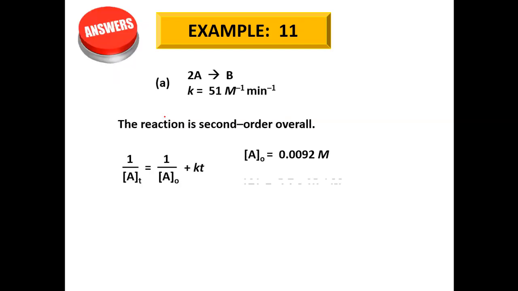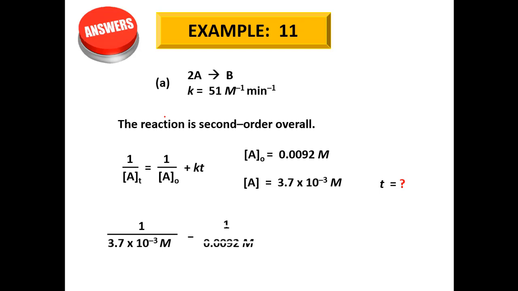Okay, right, when you substitute the values, you should get the time as 3.168 per minute. Sebab apa, rate constant tadi tu per minute. So your final answer will be in minutes.